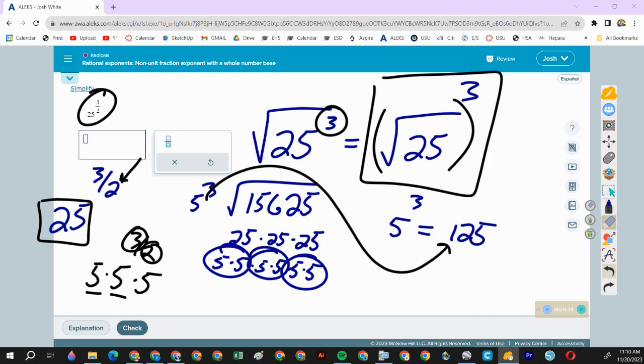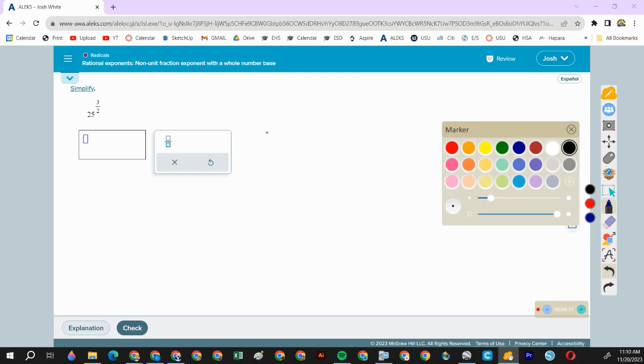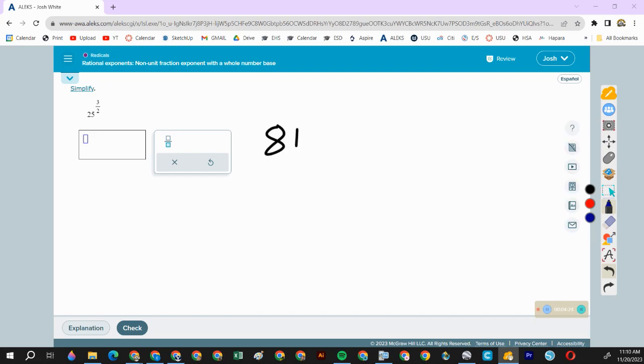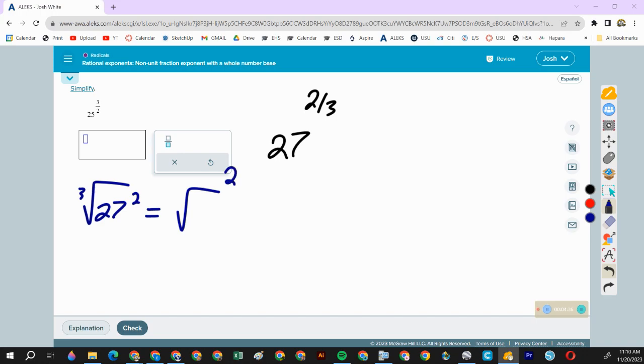Okay. What if I had 81? No, let's not do that. Let's do 27 to the 2/3. So that is the third root of 27 squared, or the square of the third root of 27, or we could do it the other way. 27 squared is some big number, I don't know, is 729.